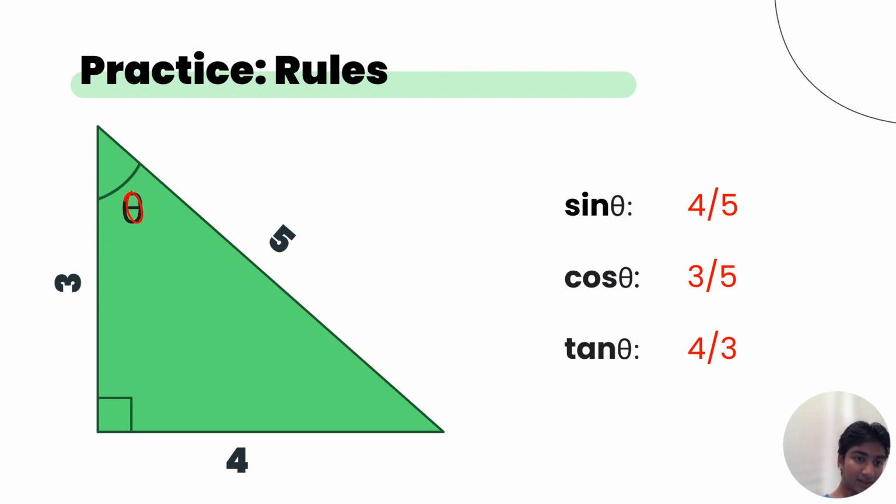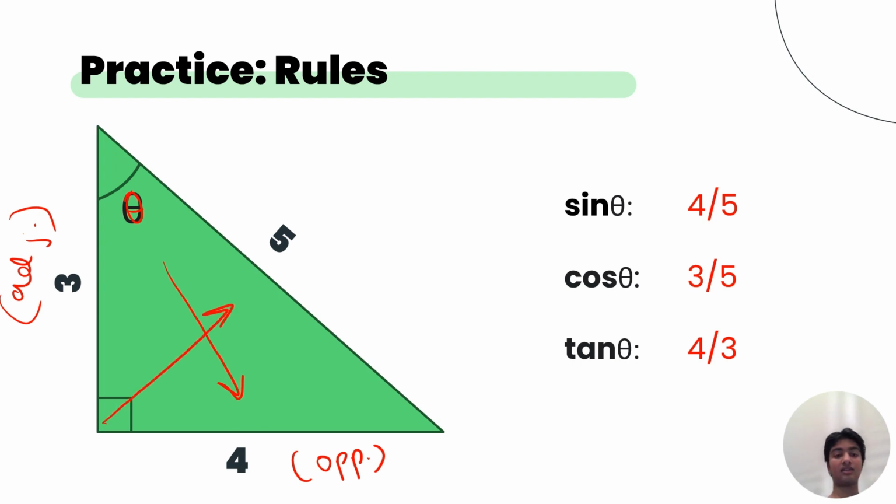Okay, this is theta over here. So this is the angle which we're comparing everything to. So the side opposite is 4. Let's just label this opposite. The side adjacent is 3, adjacent. And 5 is the hypotenuse because it's directly across from the 90 degrees.